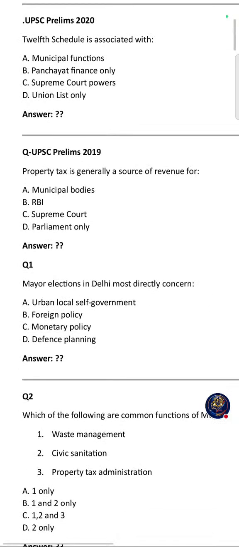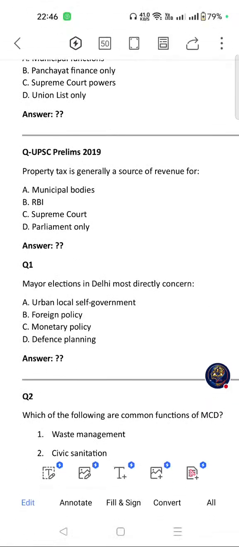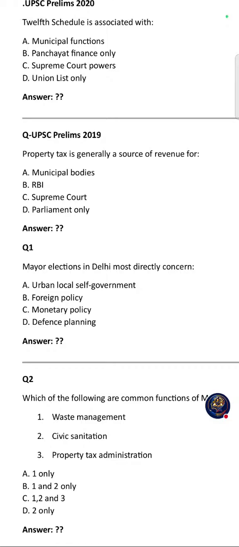Property tax is generally a source of revenue for A. Municipal bodies, B. RBI, C. Supreme Court, D. Parliament only. The correct answer is municipal only.